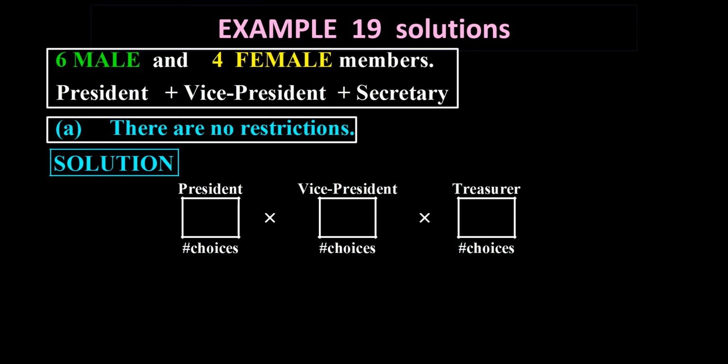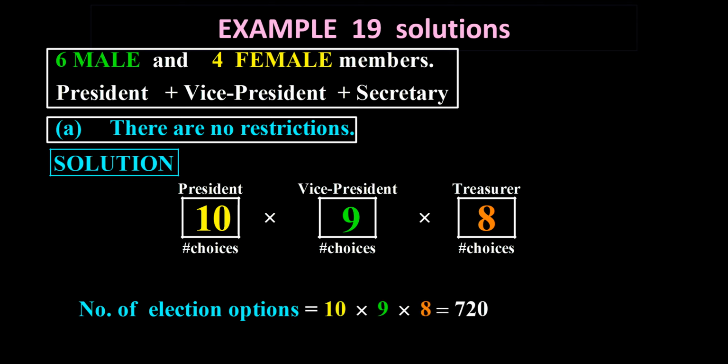Now, a person can't be president and vice president, so there's actually 1 less. So there are 9 ways of choosing the vice president. In other words, 2 people have already been elected out of the 10. That leaves us with 8. So in other words, we have 10 times 9 times 8. If we calculate that, there are a total of 720 ways in which we can elect the president, the vice president, and the secretary from 10 members with no restrictions.